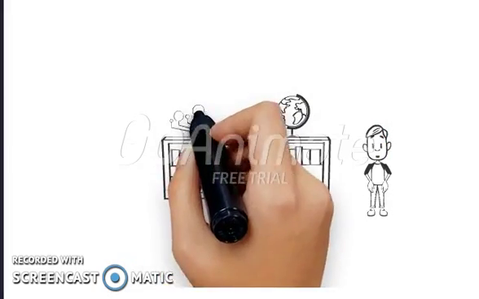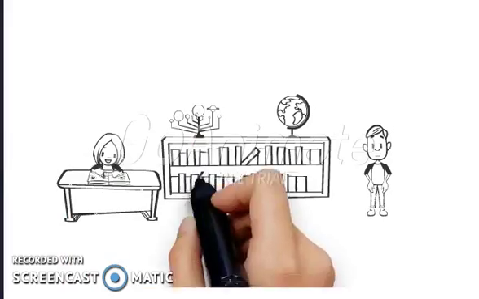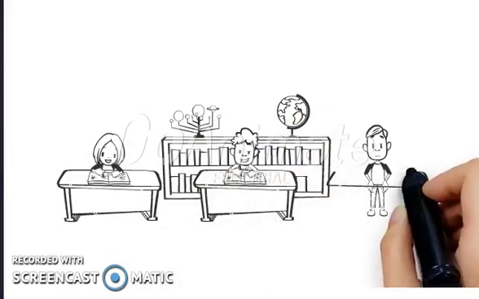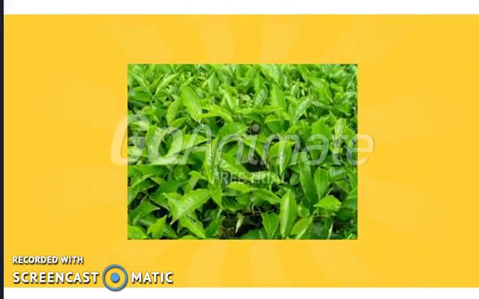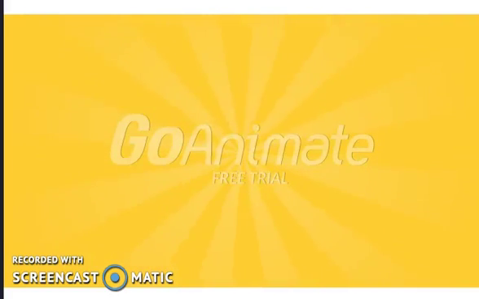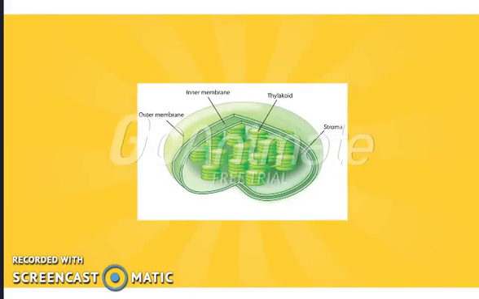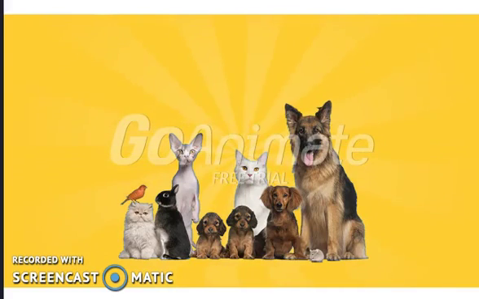"Since we now know the similarities, what are the differences?" Ryan asked the teacher. "Well, one main difference is that plants are autotrophs. They produce energy from sunlight through a process called photosynthesis, which uses organelles called chloroplasts. In animal cells, energy is produced from glucose through the process called cellular respiration, which occurs in the mitochondria."